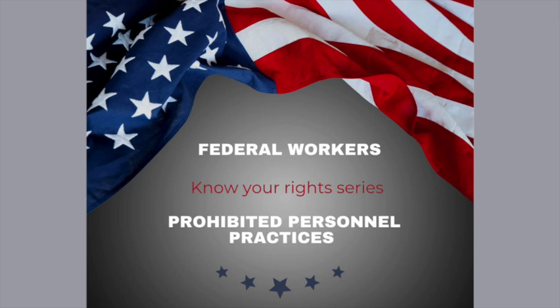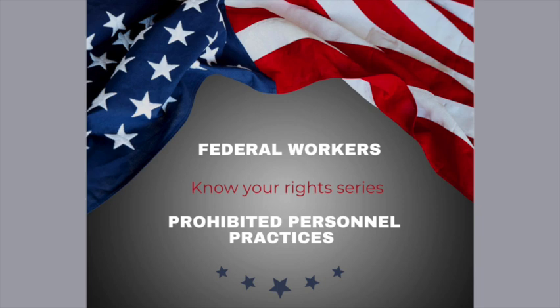5 U.S.C. Section 2302(b)(4). Deceive or willfully obstruct any person from competing for employment. Example: Supervisor Joe, located in headquarters, orders that no vacancy announcements be posted in the field office where employee Jack works because he does not want Jack to get hired for a job in headquarters.